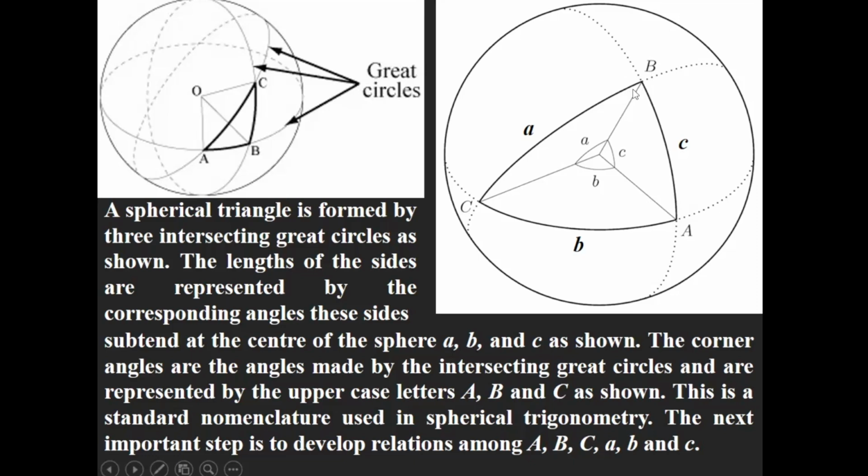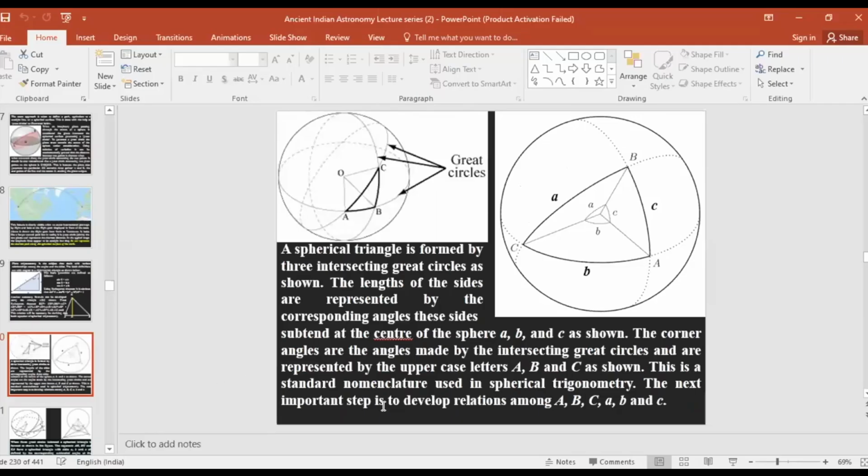These angles are the corner angles, and they are represented by capital letters A, B, and C. So these are the symbols and the formalism which we use. Lengths are represented by small letters. Angles, corner angles, are represented by capital letters. I would like to mention this angle thing just a little bit more.